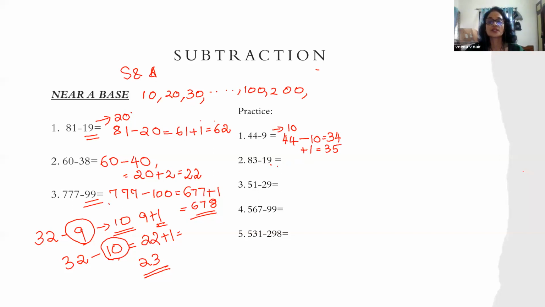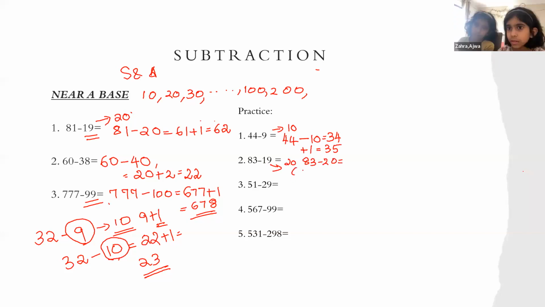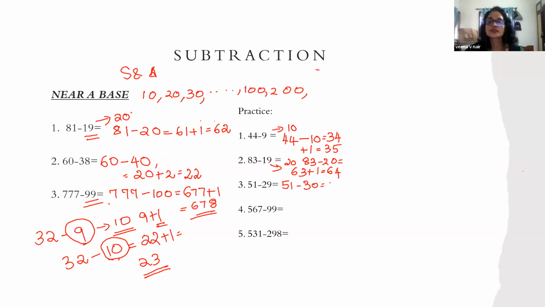Now next question. 83 minus 19, which number is it close to? 20. So 83 minus 20 is 63. Now we add 1 to it and it makes 64. Next number, you tell me the steps to be followed and I'll write. 29 is close to 30. 50 minus 30 is 21. Then 21 plus 1 is 22. Very good.